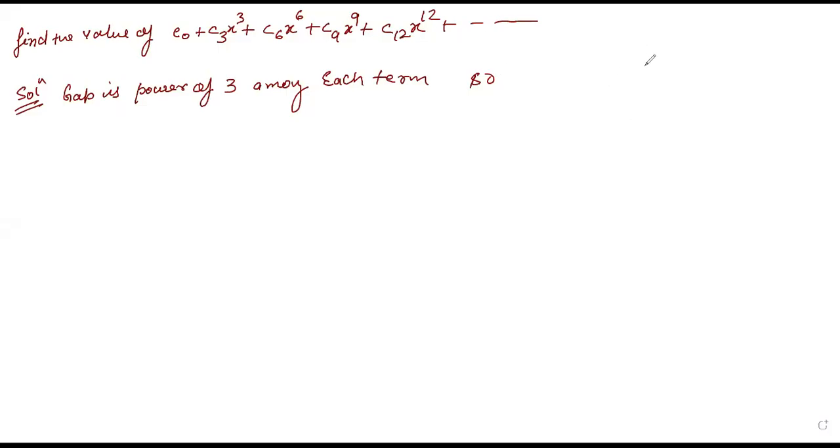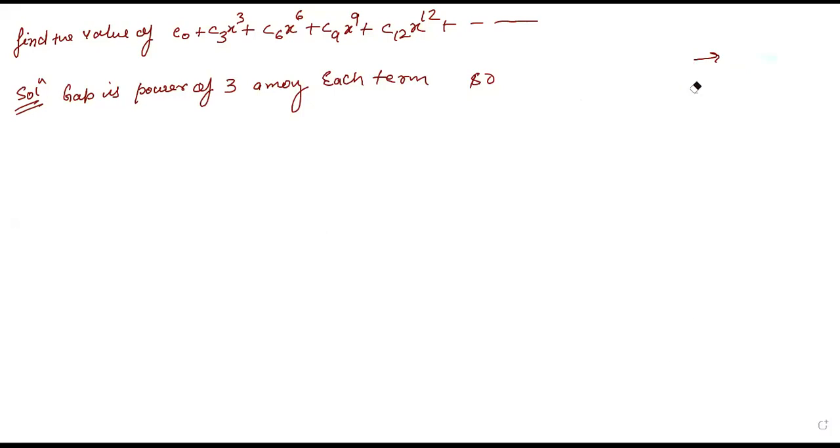Later we have seen when the terms were C naught, C2x square, C4x raised to the power 4, C6x raised to the power 6. Then we replaced x by 1 into x and x replaced by minus 1 into x. I'm again saying this type of question comes in IIT JEE, so please focus on that. Very quality type of questions these are.